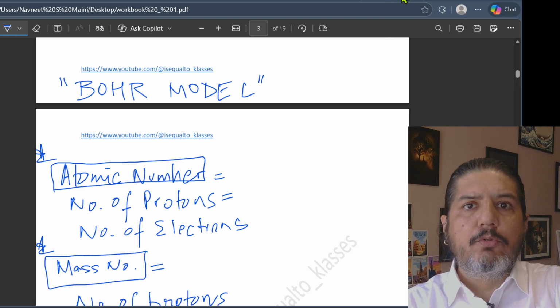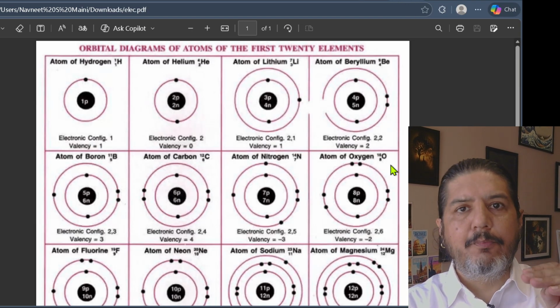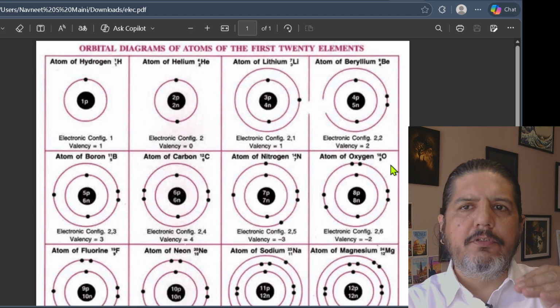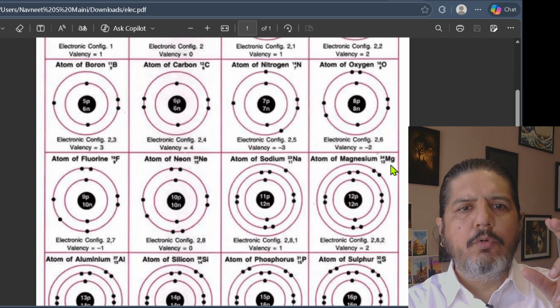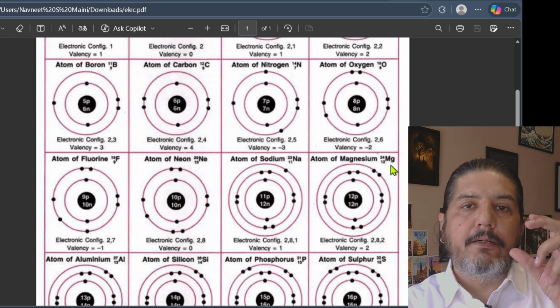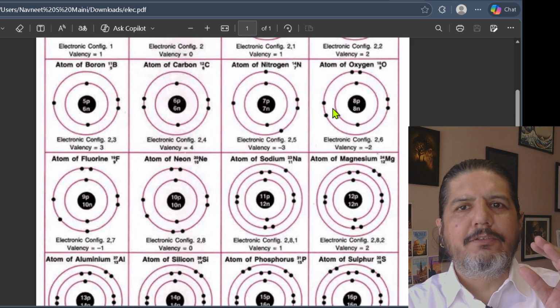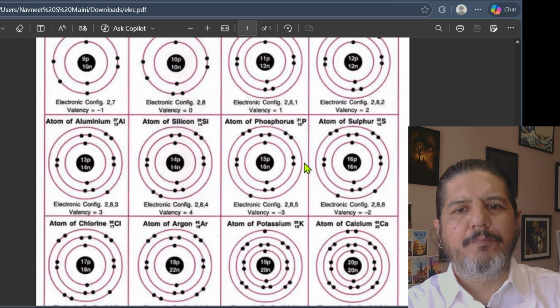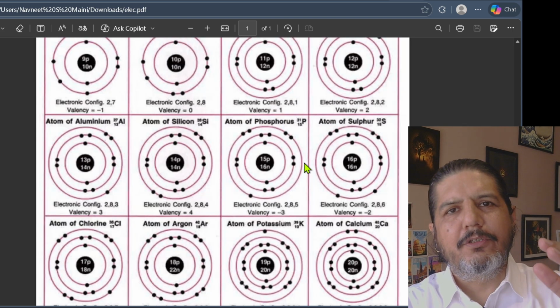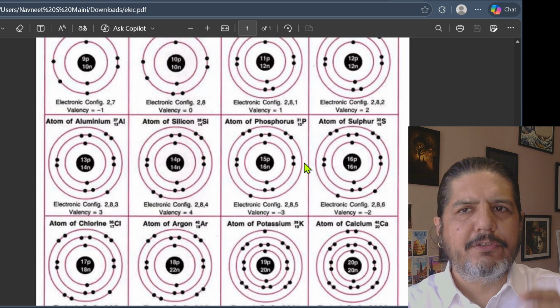Second thing that I want to share with you is that it always helps if you remember the first 20 elements, and do remember the symbols also. So, for example, symbol of nitrogen, symbol of sodium, symbol of potassium. These are the symbols that you should remember, at least for the first 20 elements.